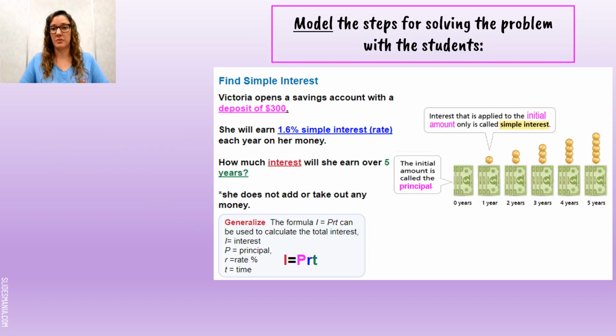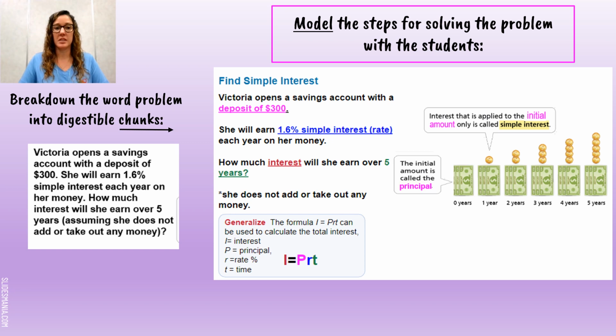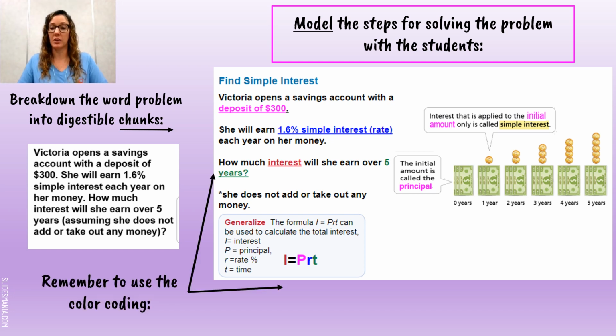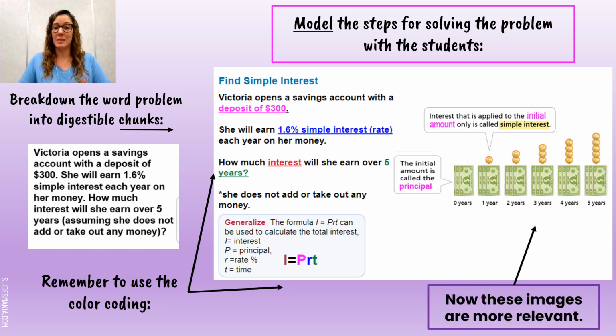Now we're going to model the steps for solving the problem with the students. So here's the original word problem, and it's broken up into digestible chunks. Not only that, but it also reuses the same color coding that we've decided to use for our formula. So when you're going through this and modeling it with the students, these colors will help them to visualize exactly what part goes where with each part of the formula. Now, these images that are in the original slides that were given to them should be making more relevant sense to them so that they're able to understand exactly what is happening in this word problem.